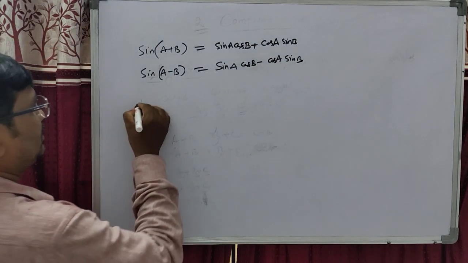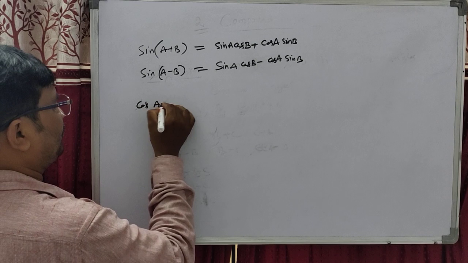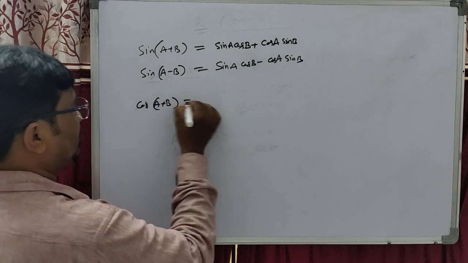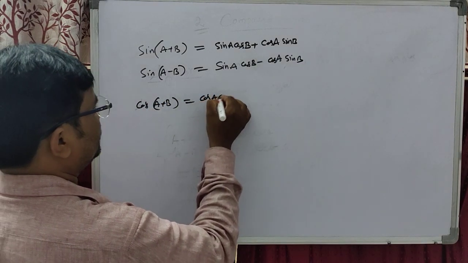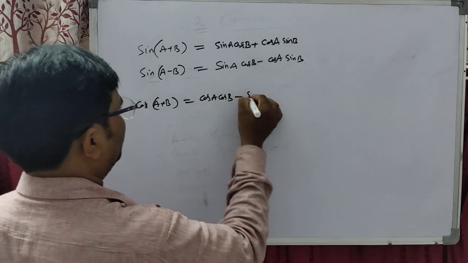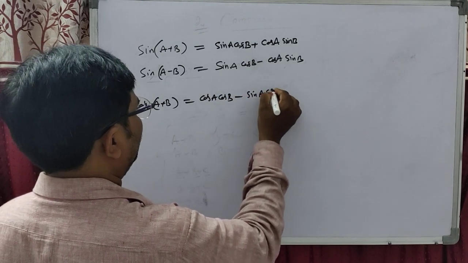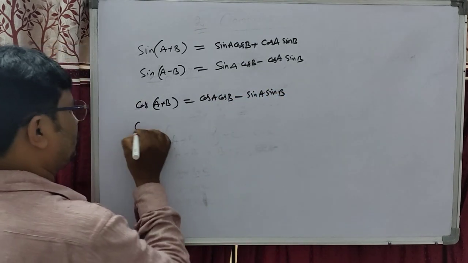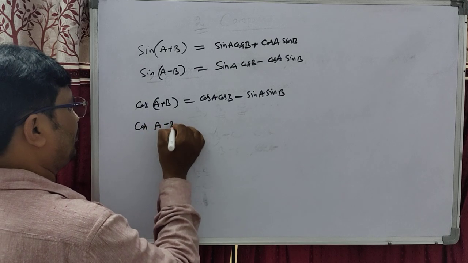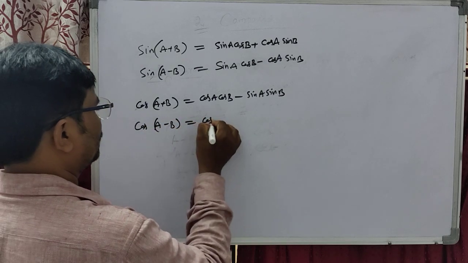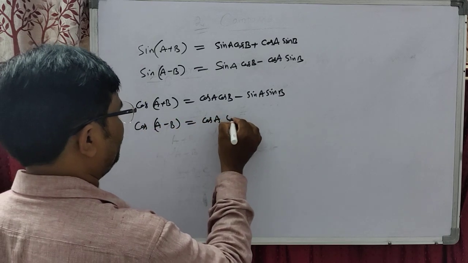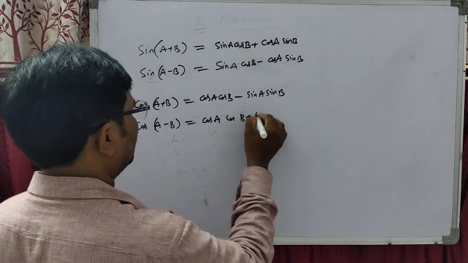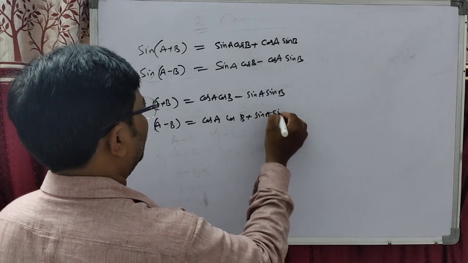Dear students, then cos of A plus B is cos A cos B minus sine A sine B. Then, students, cos of A minus B is cos A cos B plus sine A sine B.